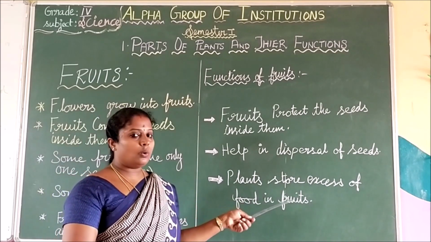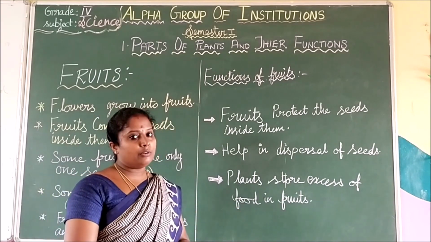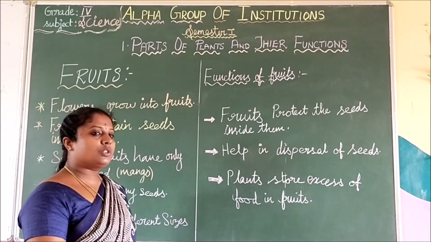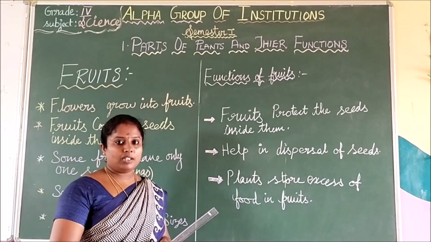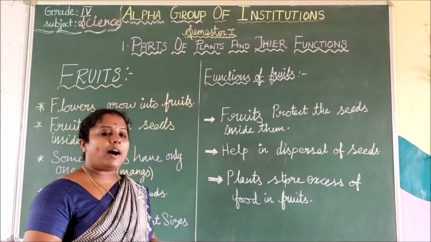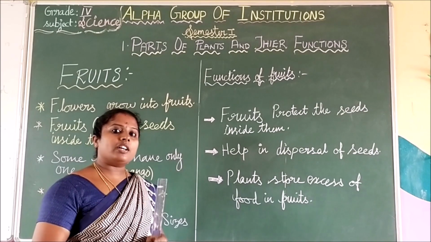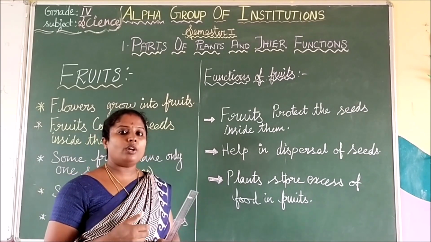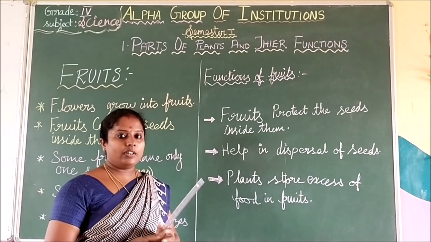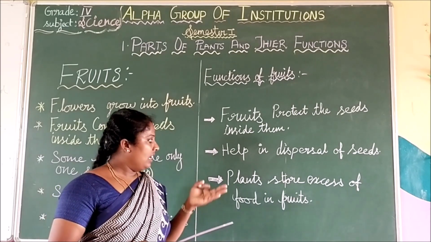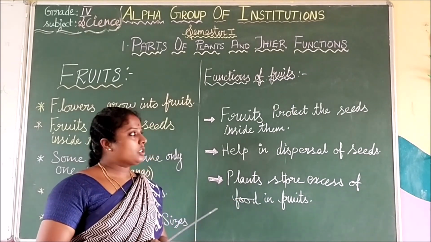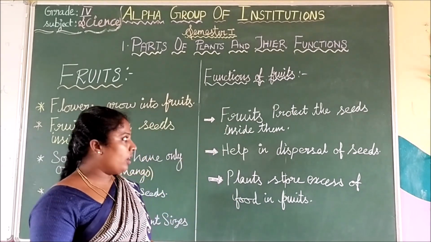Plants store excess food in fruits. We have discussed stem, leaf, flower, even root. The common function of all these parts that we are discussing is storing of food. In all of them it stores the food, even in stem, leaf, root and also in fruits.